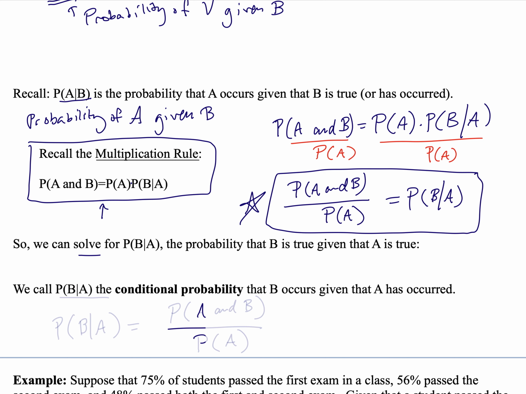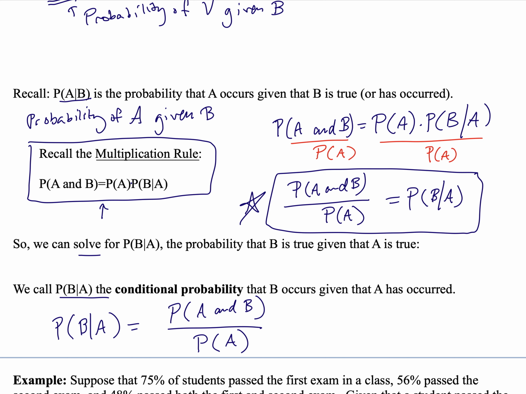And so that is the probability of B given that A is true. So again, we call P of B given A, probability of B given A, the conditional probability that B occurs given that A has occurred, with the knowledge that A has occurred, and that is the probability of both A and B occurring divided by probability that A has occurred.